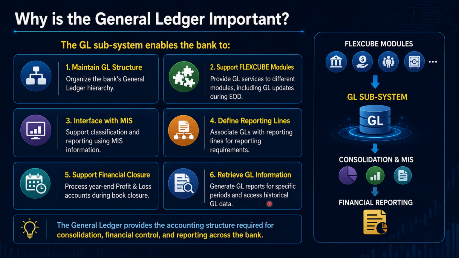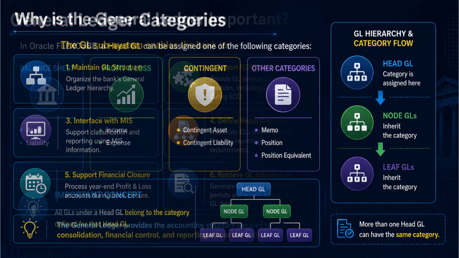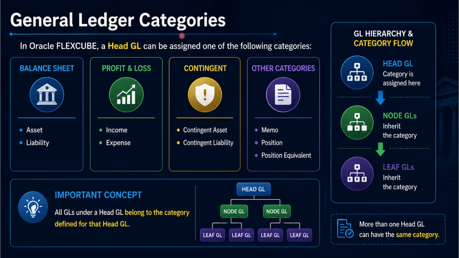So, the general ledger is not simply a collection of accounts. It provides the accounting structure required for consolidation, financial control, and reporting across the bank. Oracle FLEXCUBE classifies the general ledger structure into different GL categories. These categories include asset, liability, income, expense, contingent asset, contingent liability, memo, position, and position equivalent.